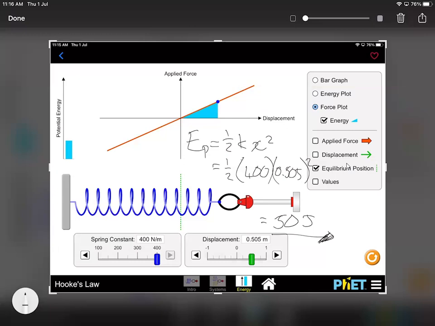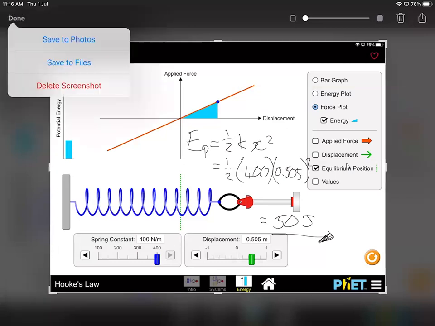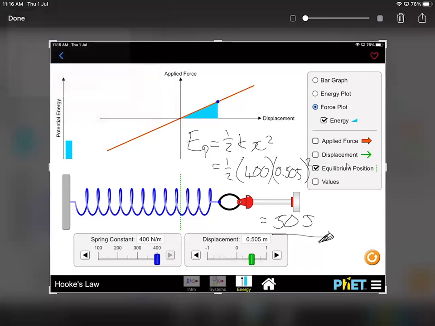Cool, everyone happy with that? Yes, sir. Pretty good, so we can go done and then save to photos.